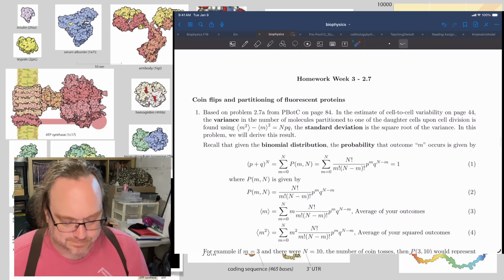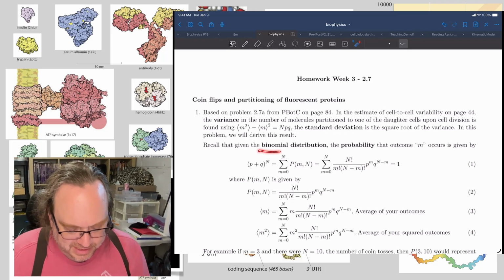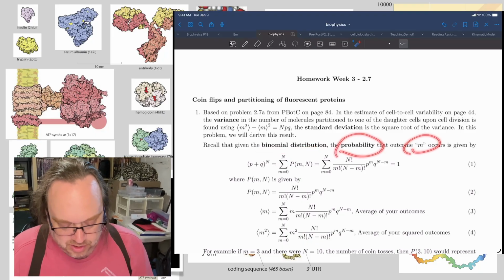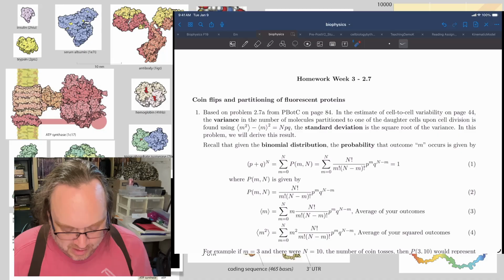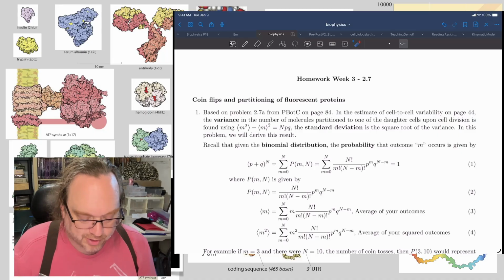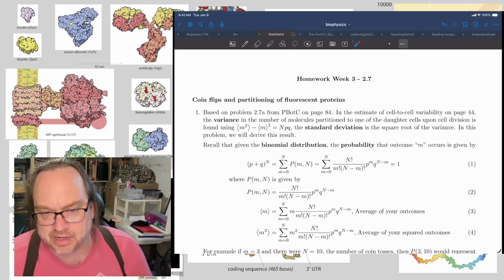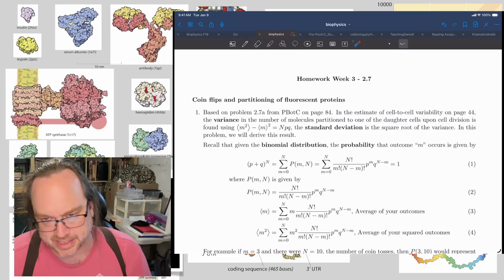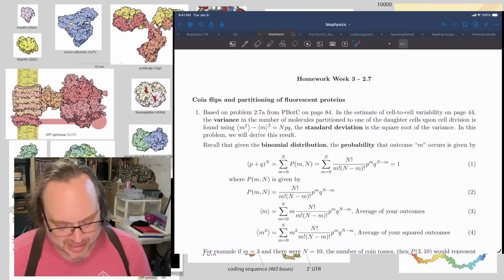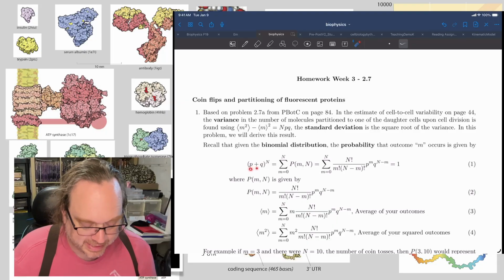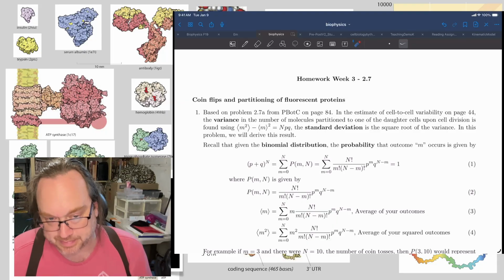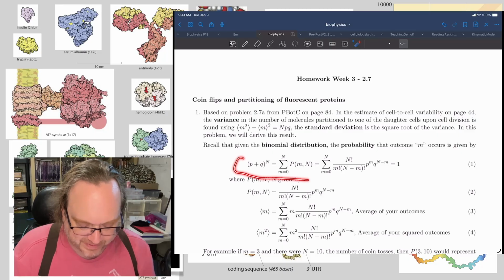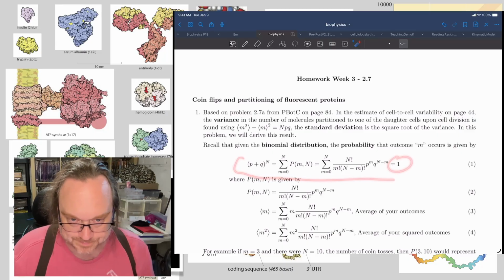What we have here, as I said, is the binomial distribution, the probability that M occurs in some given time. So what are P and Q? P and Q are your relative probabilities of getting heads or tails, going to the daughter cell, staying in the parent cell, etc. Generally speaking, P and Q are going to be equal to one another. They're each going to be 0.5. And so this is a really funny way to write the number 1.